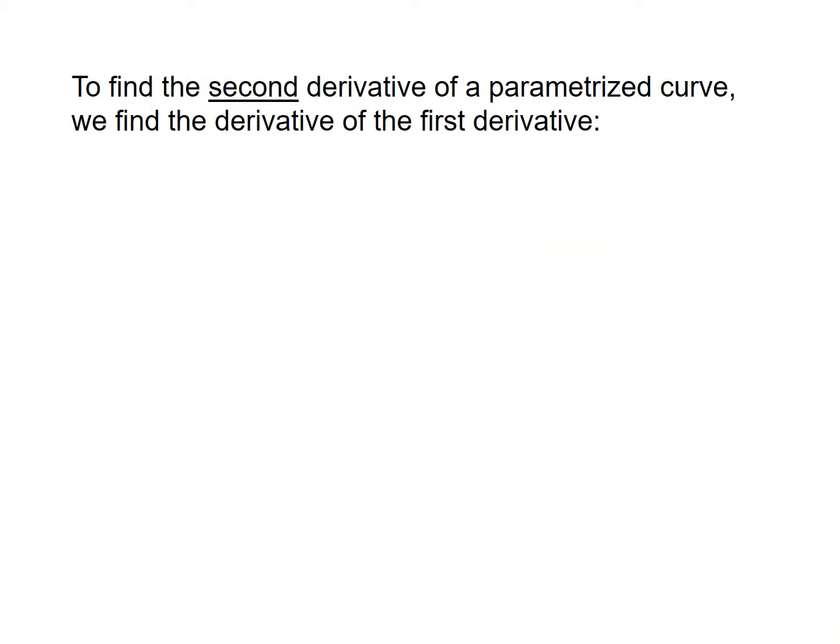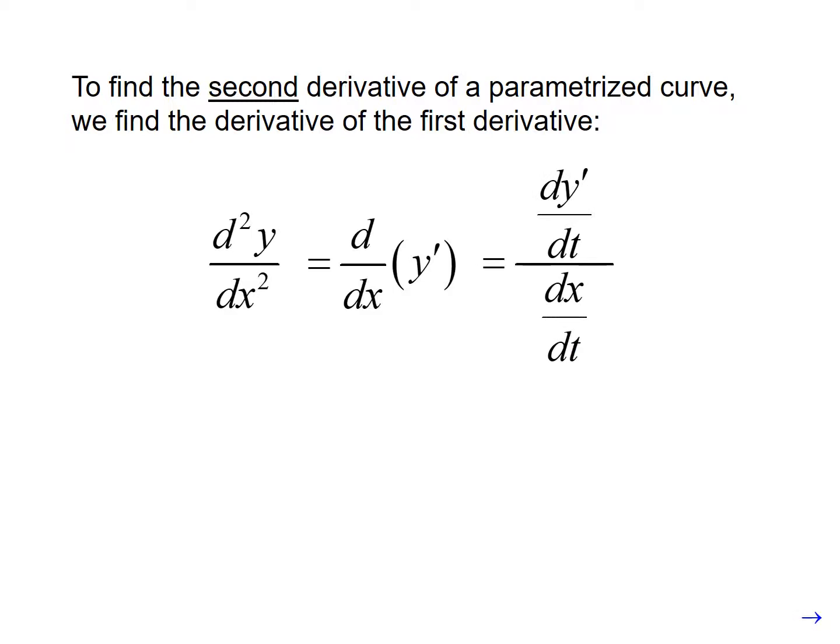Okay, now we need to find the second derivative, which would give us concavity. In order to find the second derivative, we find the derivative of the first derivative. So that's the second derivative of y with respect to x would be the derivative with respect to x of y prime. But keep in mind that y prime is a function of t. So to take that derivative, it's the derivative of y prime with respect to t over the derivative of x with respect to t.